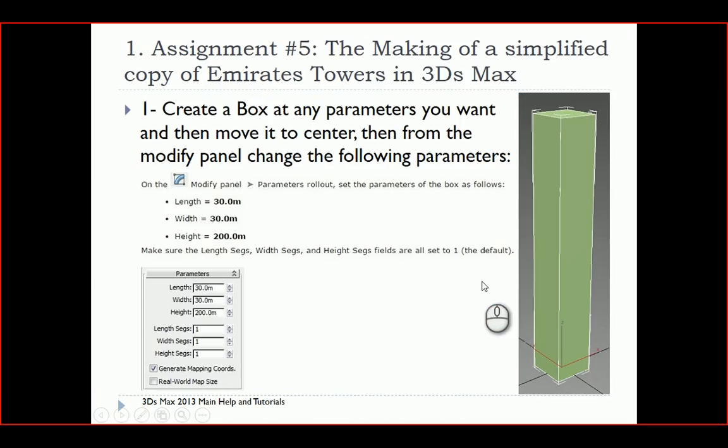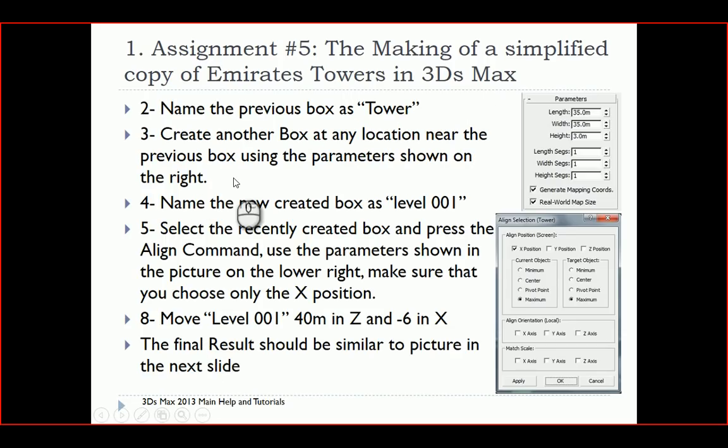So again, I'm going to start with a normal box, and before I jump in, of course, you have to make sure that you fix your units and make them meters. This box is basically 30, 30, and then 200, with one segment, and then you just move that box to 0, 0. We also have to name it Tower, so later on we can understand that this is our main building.